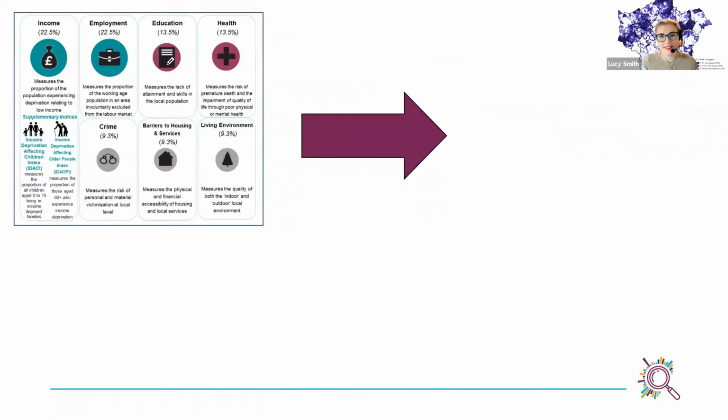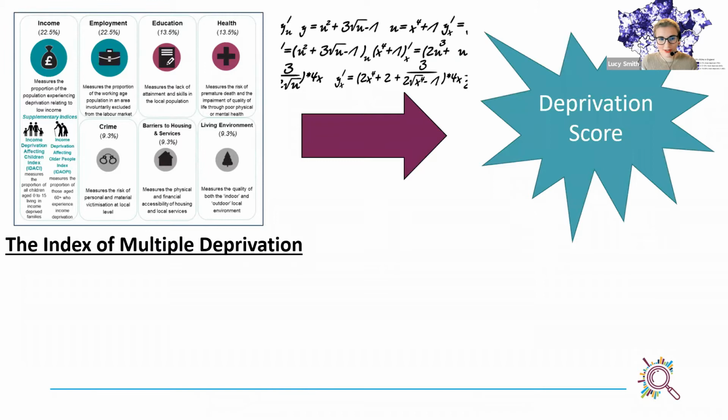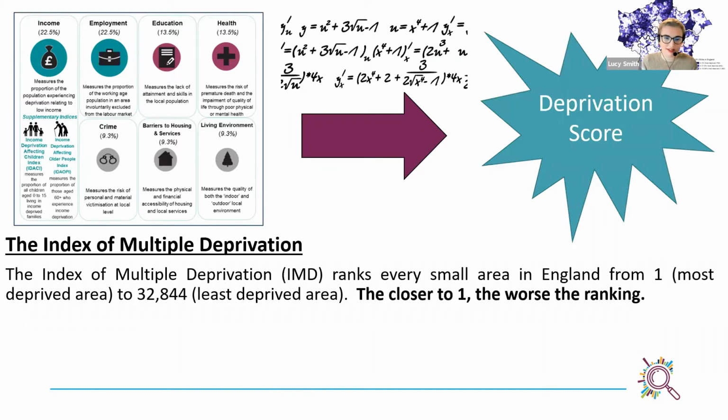Anyway, just to demonstrate how it works. These variables go in, some statisticians do some very, very complicated maths, and a deprivation score comes out, and then obviously you have your index. So that then ranks these scores against one another across England. So it goes from 1, which is the most deprived area, to 32,844, which is the least deprived area. So all that you need to take home from that really is the closer to 1, the worse the ranking.